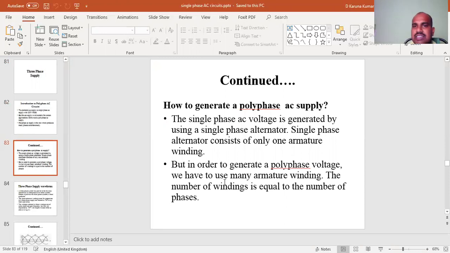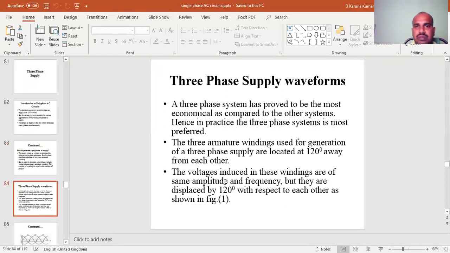So how to generate the polyphase AC supply? First of all, the single-phase AC voltage is generated using a single-phase alternator. A single-phase alternator consists of only one armature winding, but for three-phase or polyphase AC supply, we have to use many armature windings. The number of armature windings is equal to the number of phases. Three-phase systems are proven to be the most economical compared to other systems. Hence, in practice, the three-phase system is most preferred.